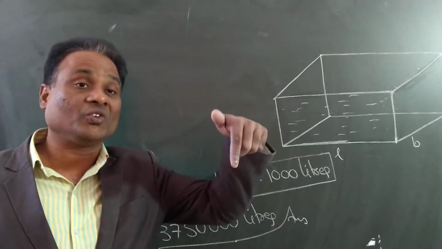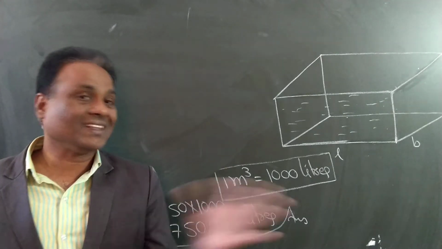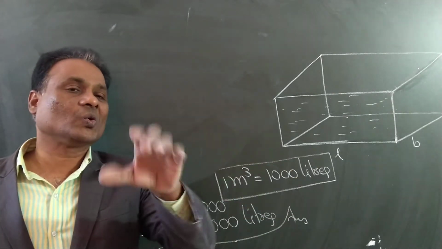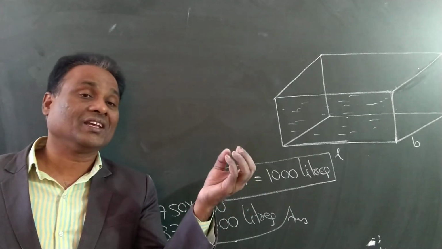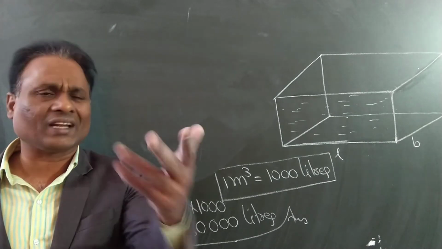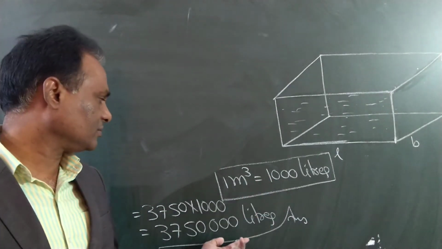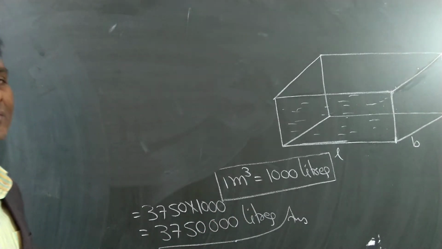But if you measure using feet, 2 feet, 3 feet, 4 feet, in that case you go to Google and search for the relation between cubic feet and liters, how to convert cubic feet into liters. That you can do. But if you measure in meters, multiply with 1000. That's all.